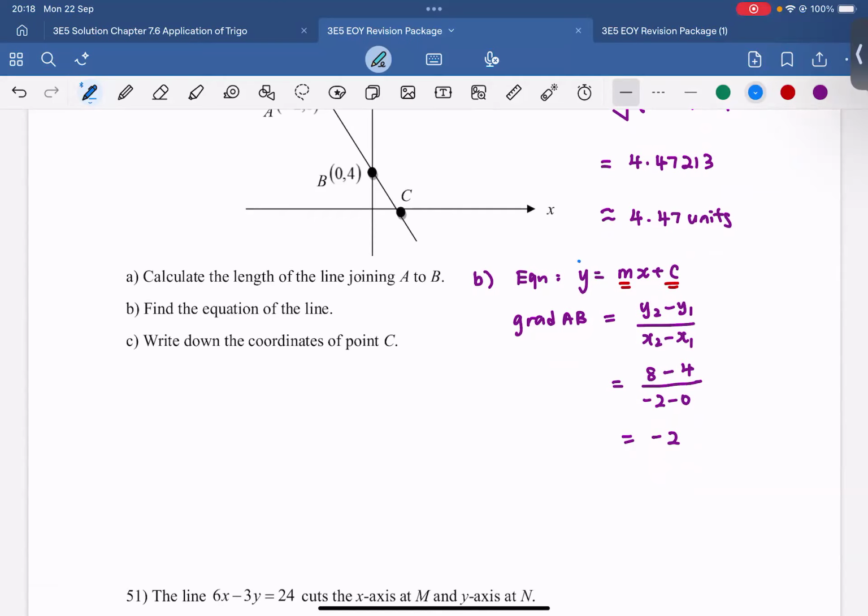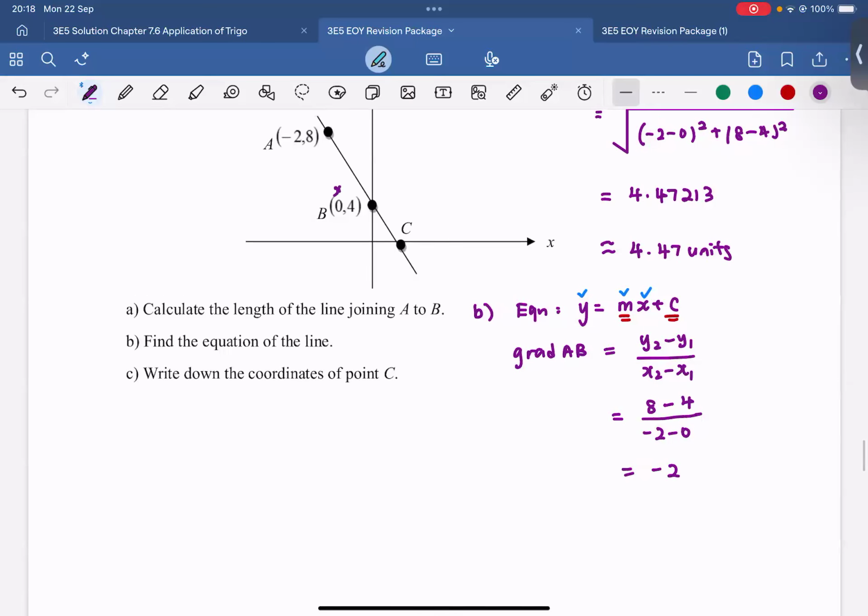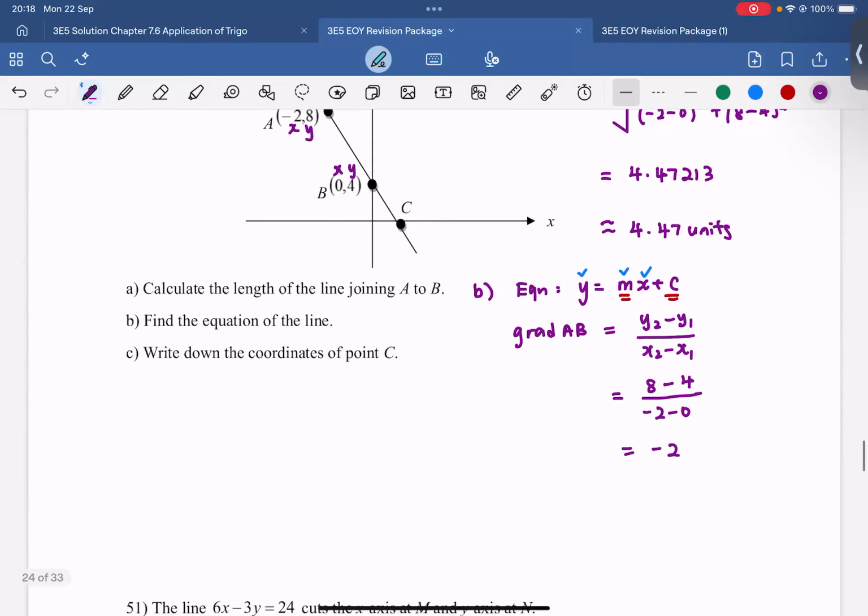So what do we do? We sub in the y, sub in the m, sub in the x. So how to find the y and x? You can use any of these 2 points. Okay. So in this case, using B will be easier. For those who can actually read off the graph, you can write down the answer straight away. But in general, that is how we do it.